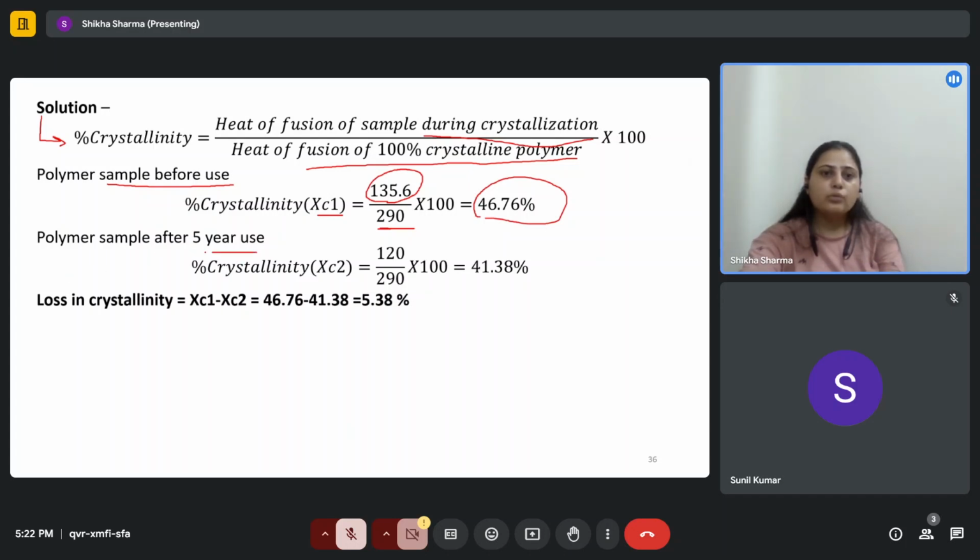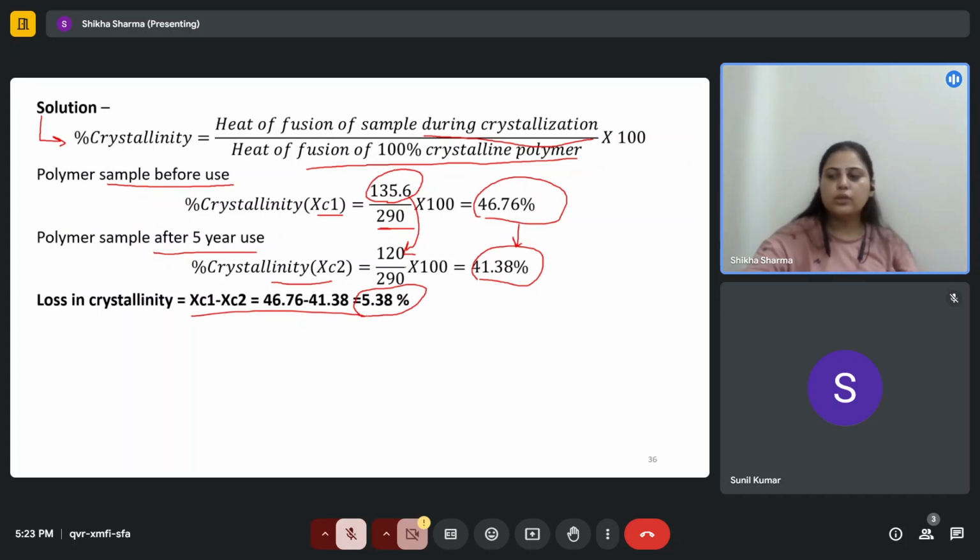After we use it for 5 years, we apply the same formula: percentage crystallinity Xc2 is equal to 120. From 135.6 it is decreasing, the enthalpy of fusion is 120 joule per gram. So 120 divided by 290, the heat of fusion of the 100% crystalline polymer, times 100, is 41.38. So before 46.76, after 41.38% crystallinity. We can just subtract and we get 5.38% as the loss in crystallinity after 5 years of use.